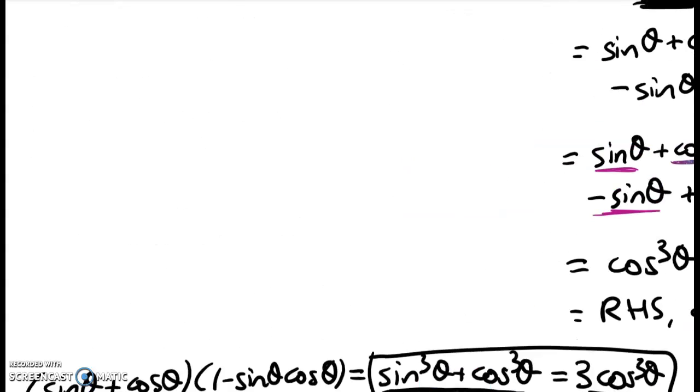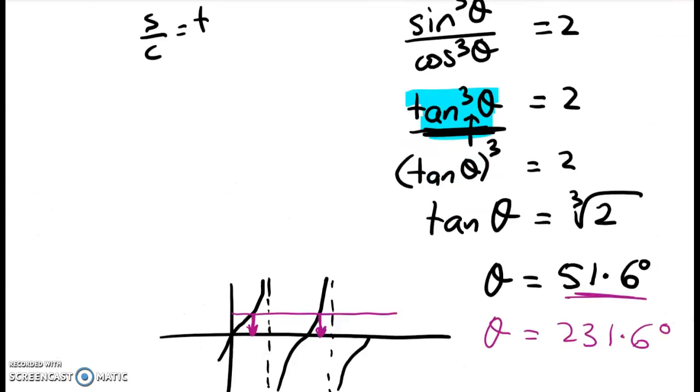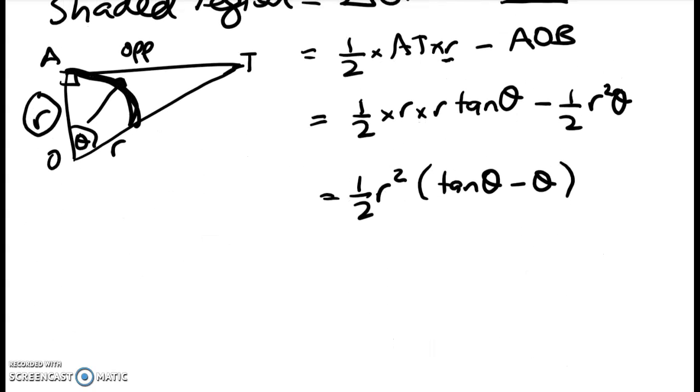And I think that's all we had to do with this question. We just had to express the area of the shaded region in terms of r and theta. I've factorized it here, but actually you would get a tick just for getting down to there, but this looks nicer.